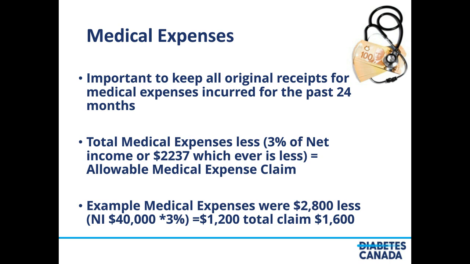In the example I've provided, assume your medical expenses were $2,800 and your net income is $40,000. 3% of $40,000 is $1,200. So the first $1,200 is not claimable as a medical expense. But the balance, the $1,600, is an allowed medical expense. Now that I've claimed my $1,600, how much is that really worth to me in my tax payment? It will reduce the tax dollars you have to pay to the government, or give you a refund of $360.